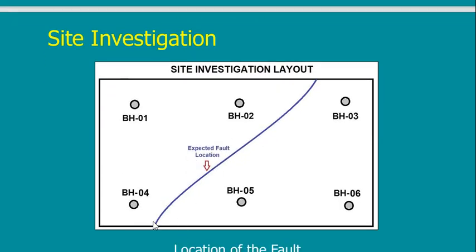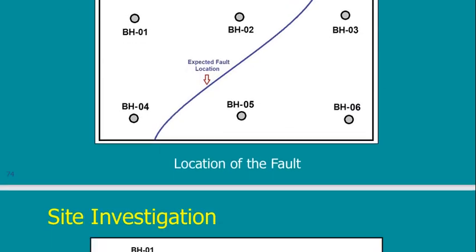Imagine that this is the location of the fault. You have a fault here, and these are the boreholes. Of course, if I have a fault here, it means that part of the soil, part of the rock, has fallen down a little bit. So boreholes 3, 5, and 6 will be shifted below. Boreholes 1, 2, and 4 will be in place.